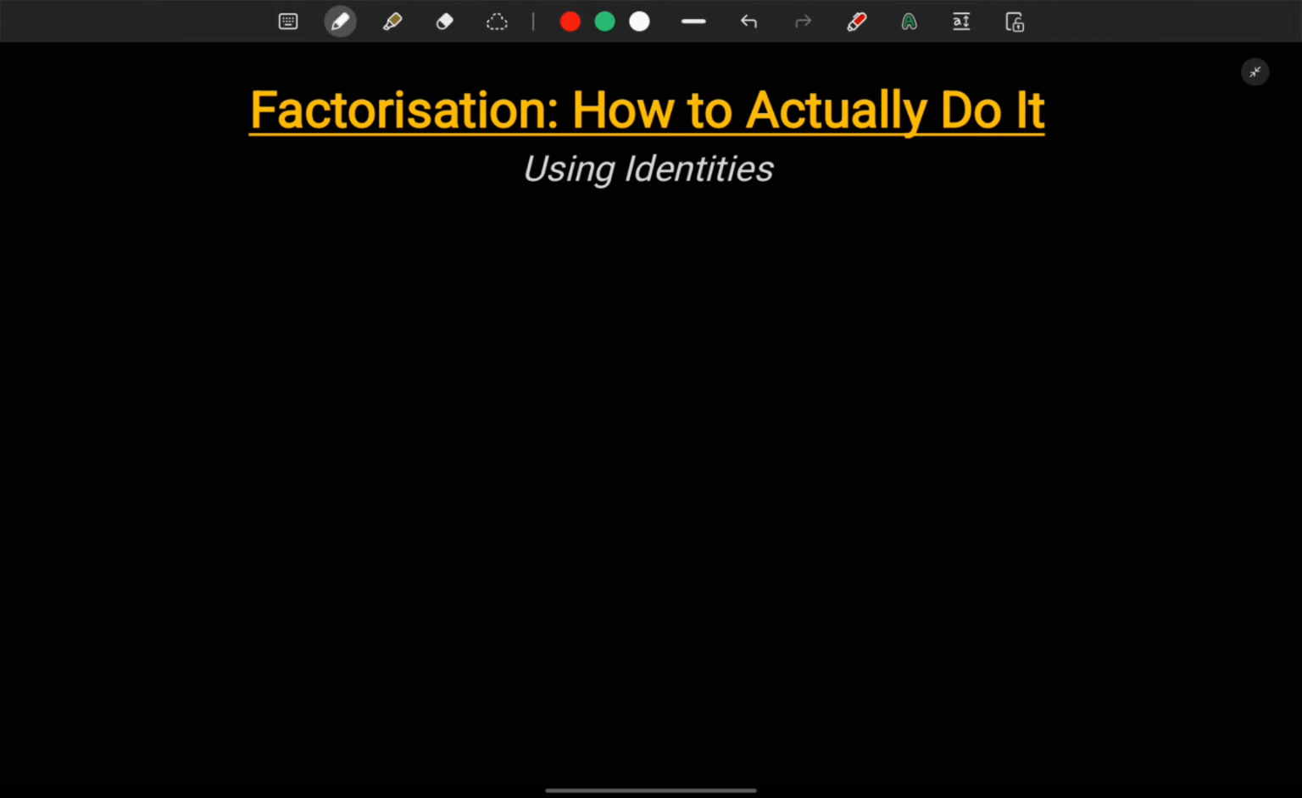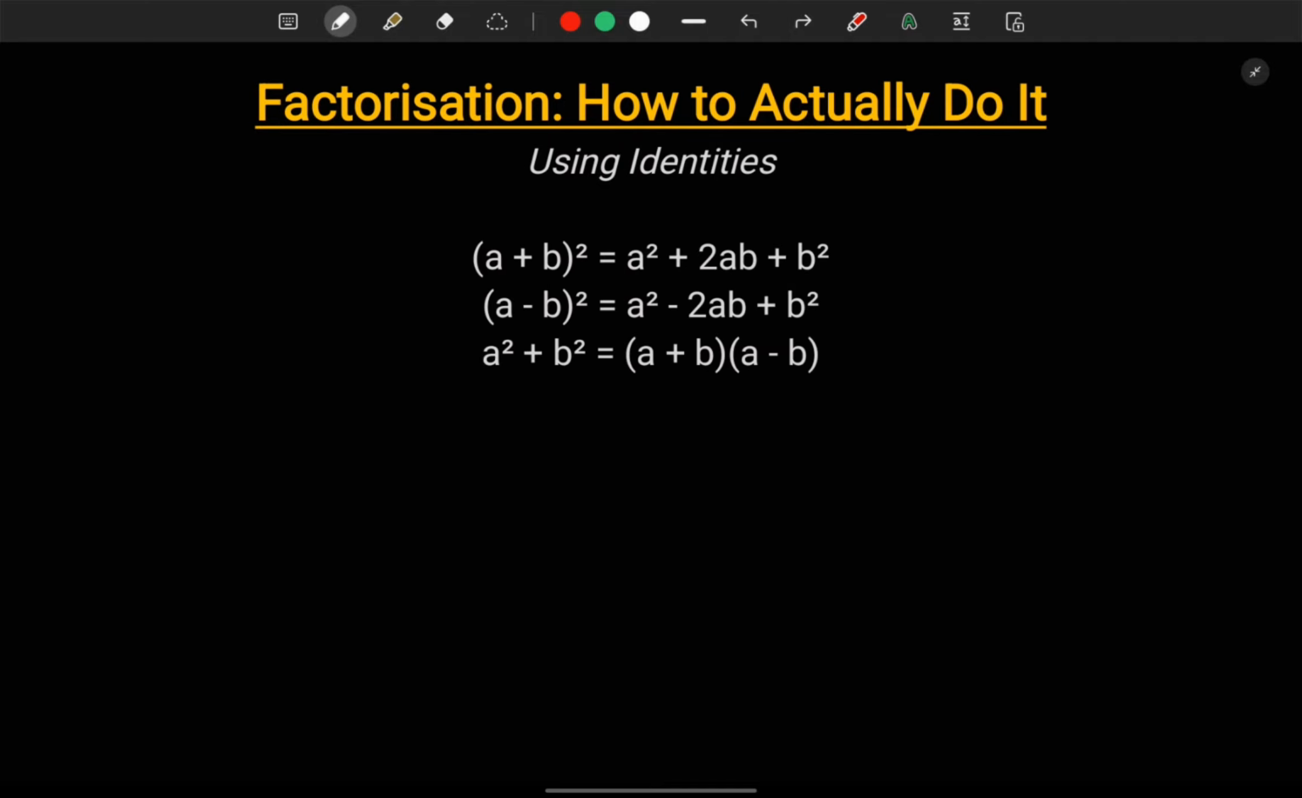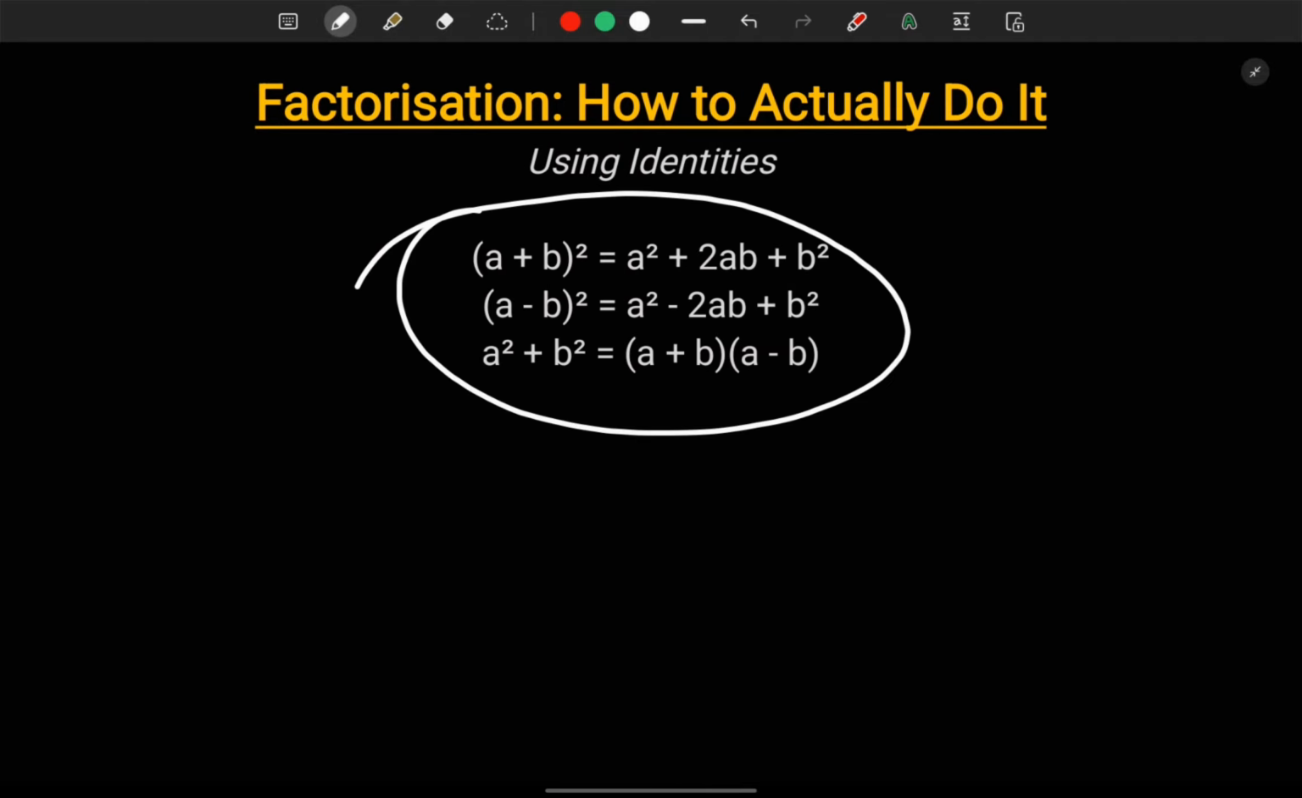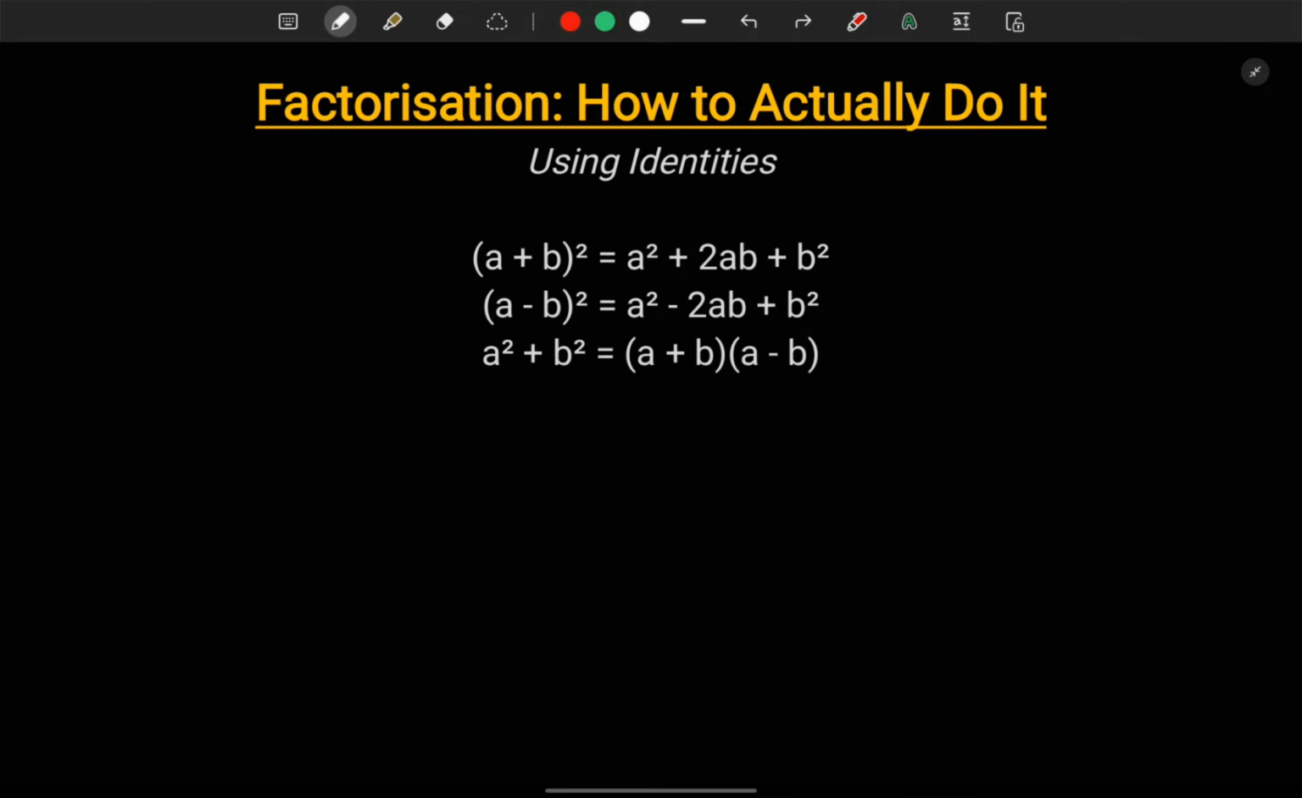Alright, now let's get into the juicy stuff. Factorization using identities. Sometimes, instead of common factors, we use algebraic identities. These are special patterns that appear very often. Now these are the 3 golden identities that we're going to be using. I'd absolutely recommend you to memorize these 3 for future use. If your expression matches one of these patterns, you can instantly write it as a product.